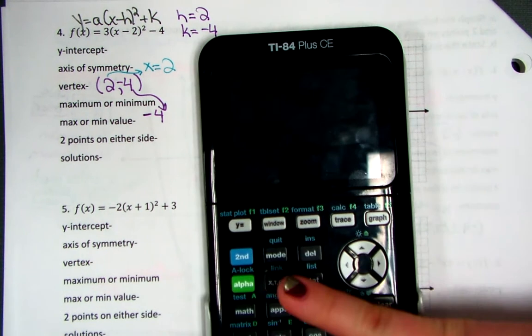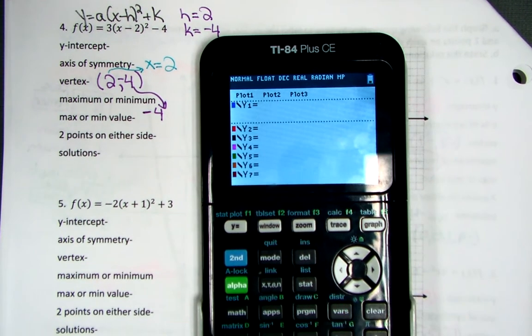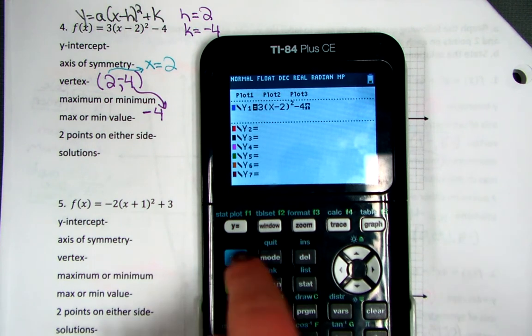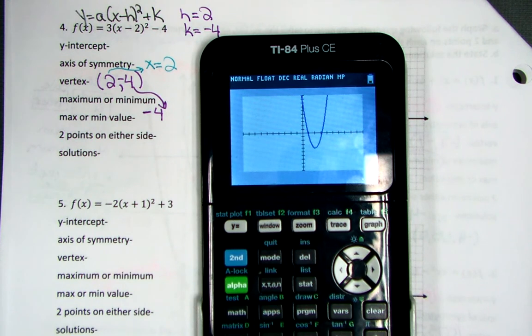So we'll start now putting this into our calculator. Clear out what's there. 3 parentheses x minus 2, close your parentheses, squared, minus 4. So we'll go ahead and graph that. And we could calculate out our vertex again, but we just found it. We do, however, need to find our y-intercept and our solutions.